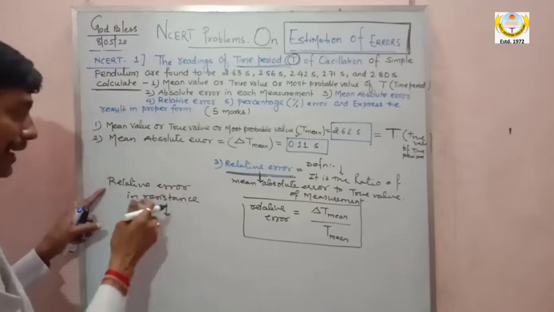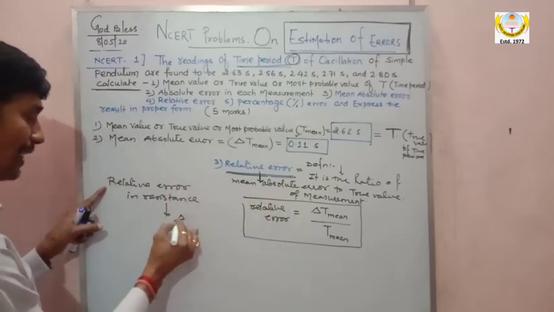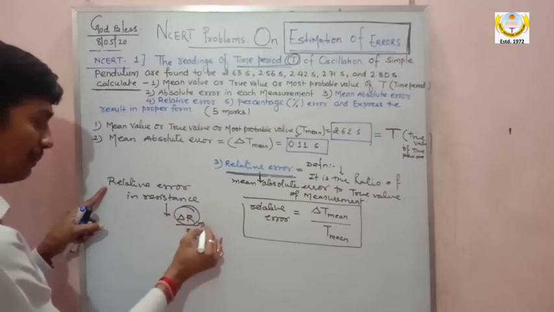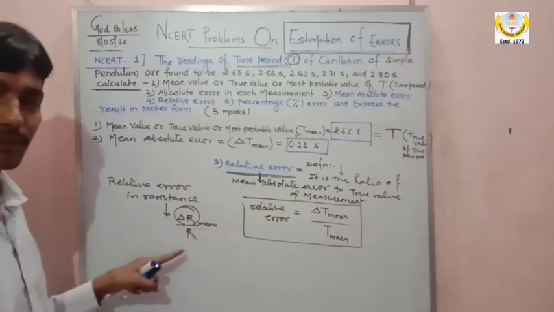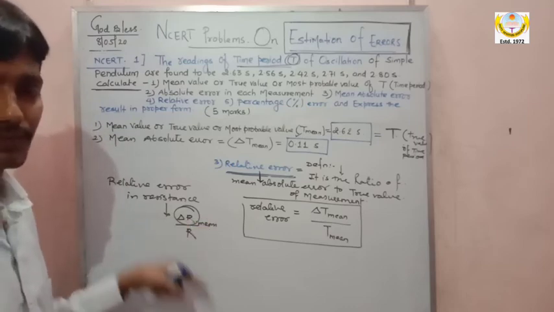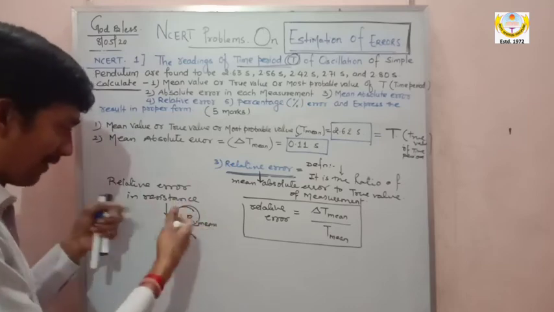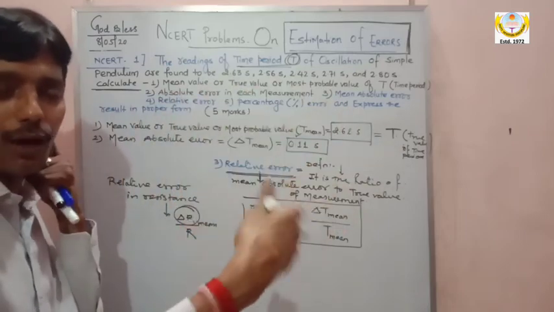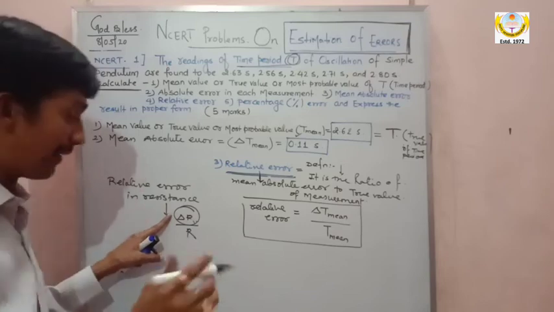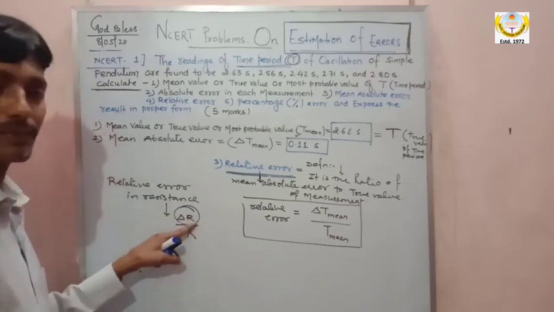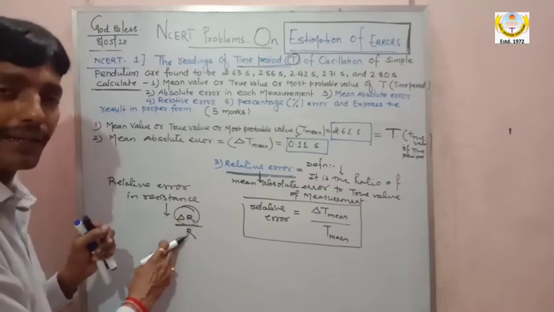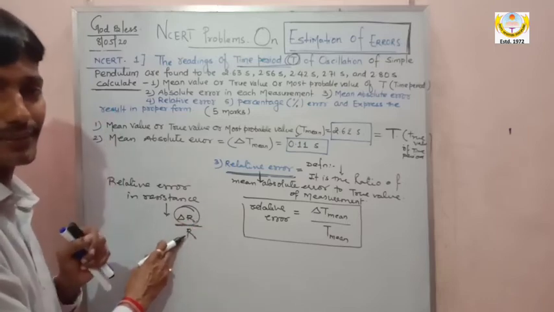So what is relative error in resistance? I will express it as delta R divided by R. But this delta R is actually the mean absolute error. While writing all other formulas, when I start applying this, we are not writing mean, but you should read it as mean absolute error. In the numerator it is the mean absolute error, and in the denominator it is the true value of resistance.